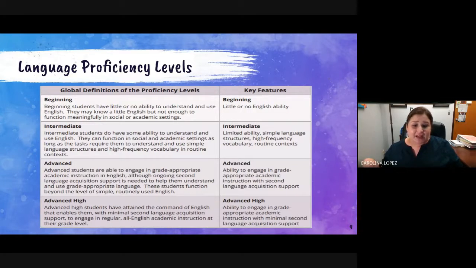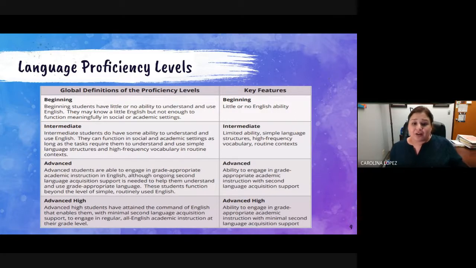For intermediate, it's limited ability, simple language structures, high frequency vocabulary, routine context. So this means for listening, reading, and writing, it's limited. Everything is simplistic, the simple format. I kind of equate this to the minimum, just enough to survive, perhaps start to defend yourself, but not really thrive within that academic grade level with the content.